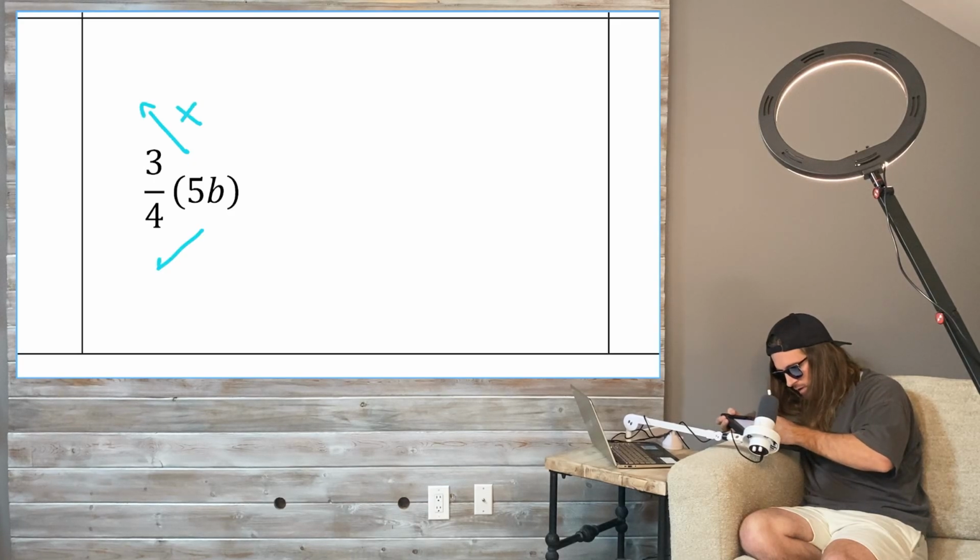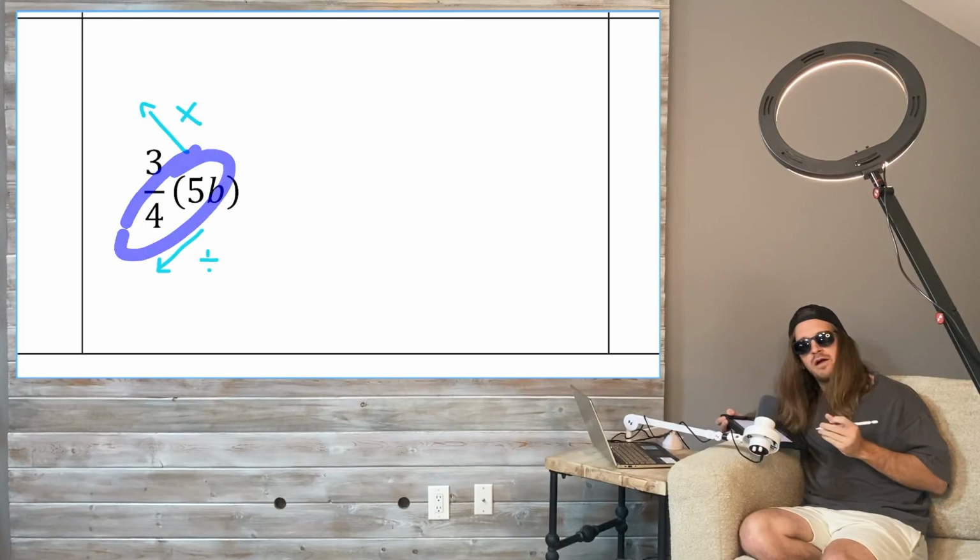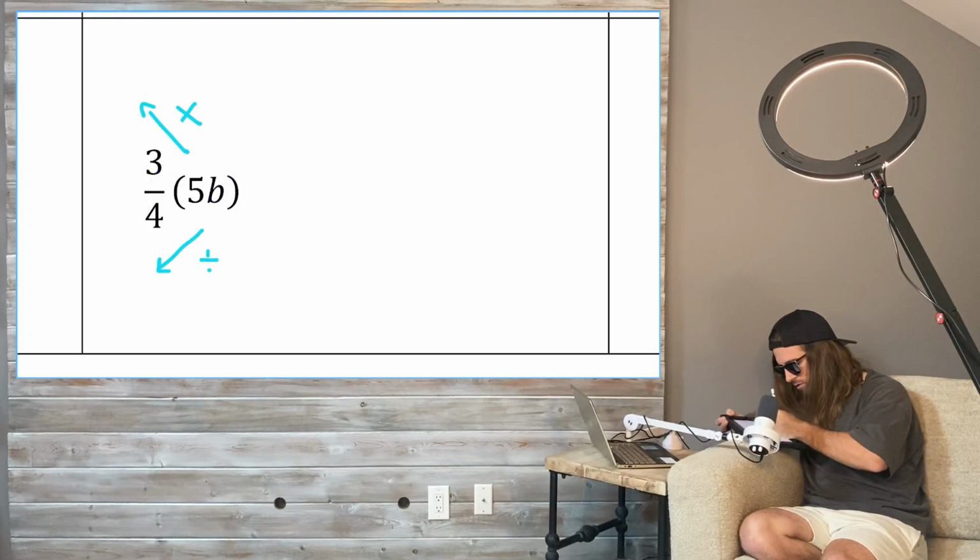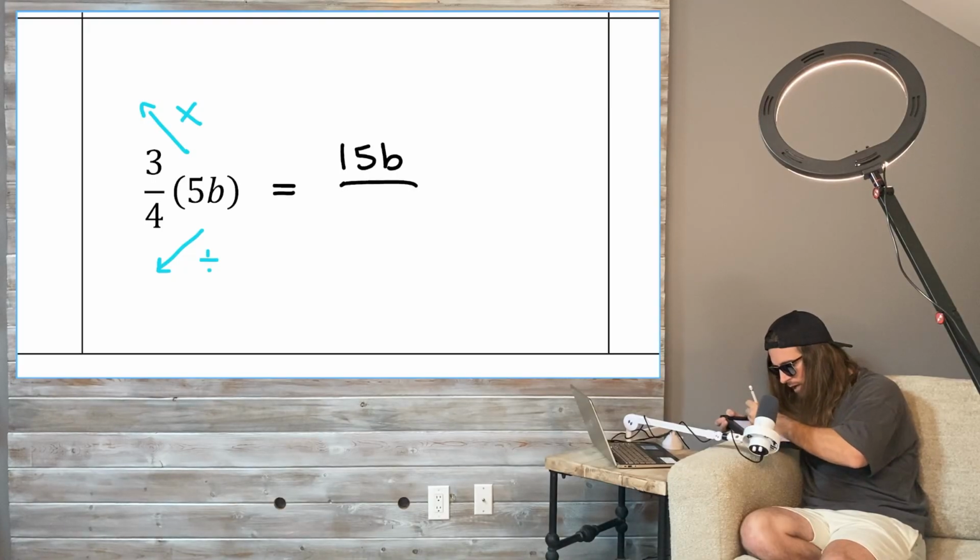Multiply up, divide down. Check the division first. Can we divide 5 by 4? No. So all you have to do is multiply 5 times 3, which is 15. Tag on the b and leave that over 4.